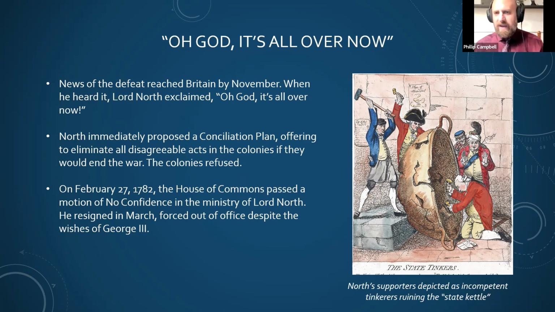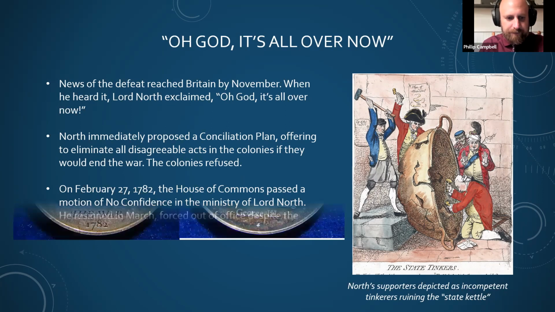Now, not being from a parliamentary country, I'm not sure I understand exactly what a motion of no confidence means, but today, as I understand it, no confidence basically dissolves the government. They have to call for new parliamentary elections. I'm not sure what it meant in 1782, but practically speaking, Lord North was politically neutered. He could not do anything else. And so he resigned despite the wishes of George III to avoid this.